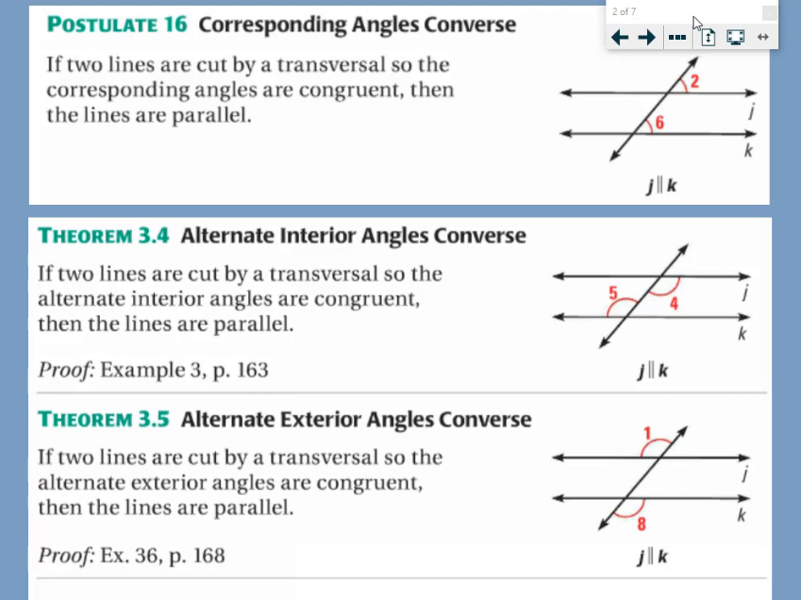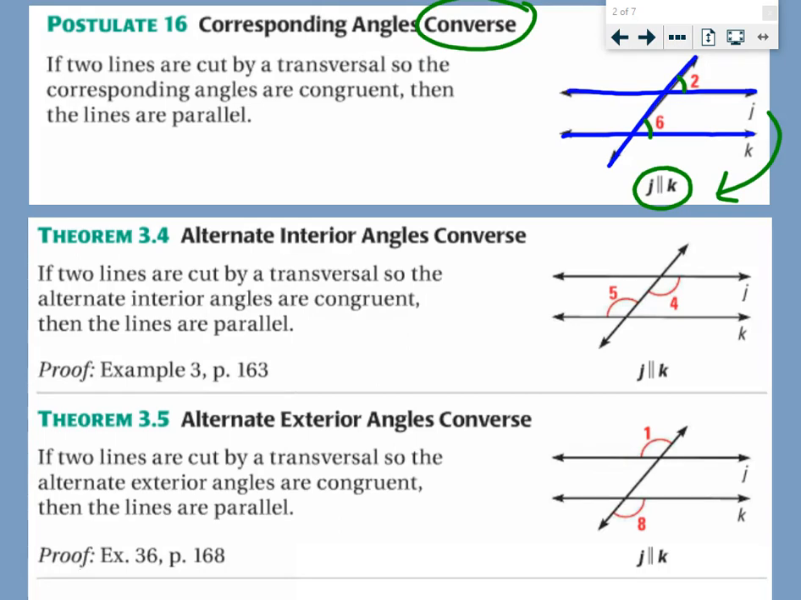So now, if we know that two lines are being cut by a transversal, and we know that corresponding angles are congruent, then we can say that the two lines are parallel. We're not told that the lines are parallel. We're told the angles are congruent, and we're proving that the lines are parallel. So if we're proving, we're using the converse of our postulates and theorems from last unit.